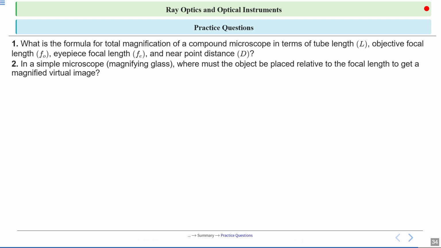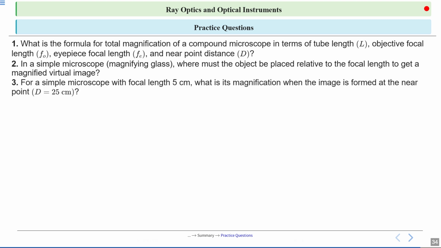In a simple microscope, also known as a magnifying glass, the object must be placed within the focal length to produce a virtual image. This is crucial because it allows the lens to bend light rays in such a way that they appear to diverge from a larger image.